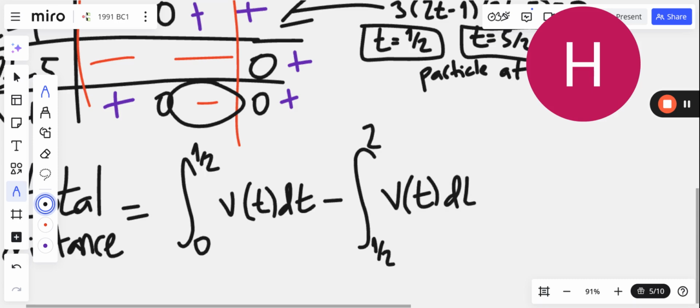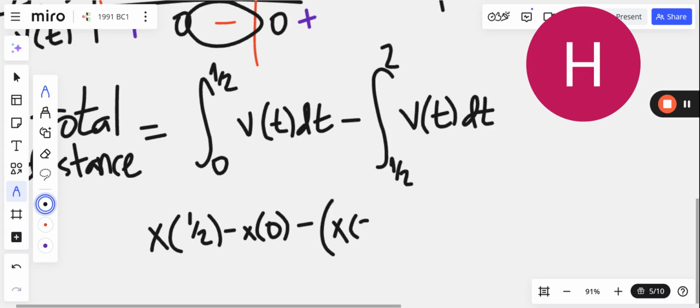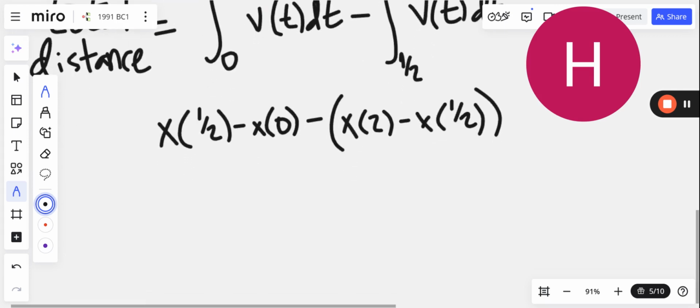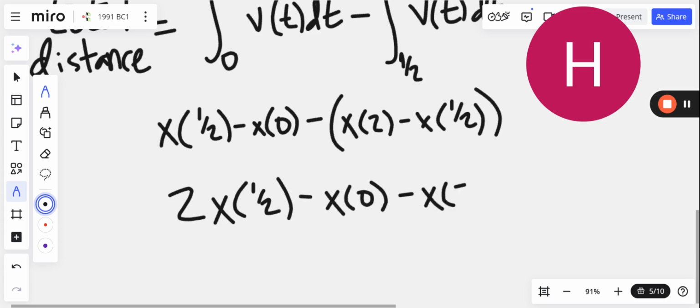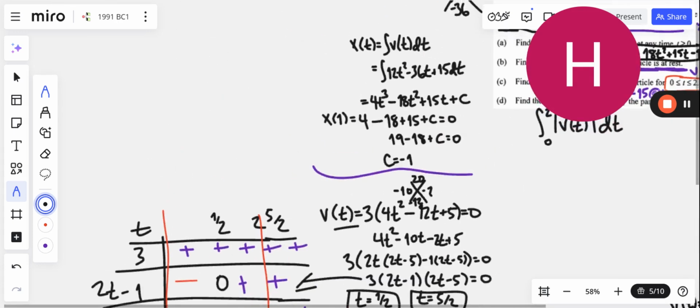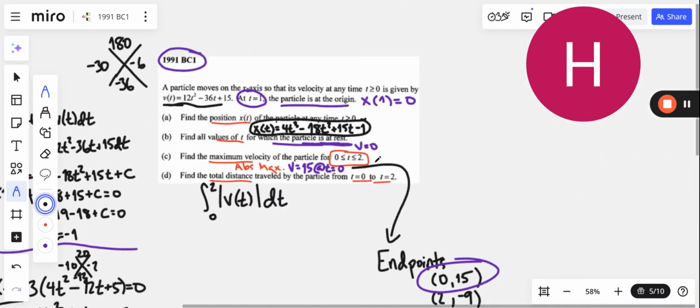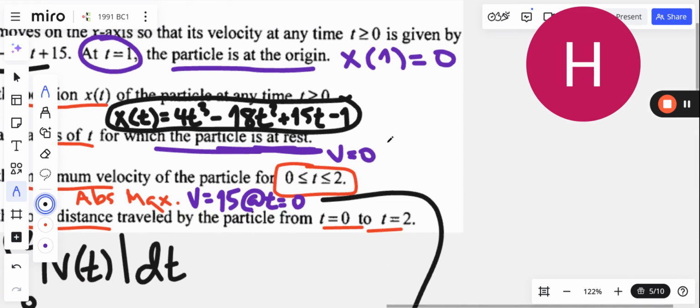And since we already did the antiderivative, this will be pretty easy. This is just going to be x of 1/2 minus x of 0 minus x of 2 minus x of 1/2. So altogether, we're going to get 2 x of 1/2 minus x of 0 minus x of 2. That's going to give us our total distance traveled. Let's see if we have the values of that anywhere. We don't, but we have the equation. So let's go ahead and write the values here.